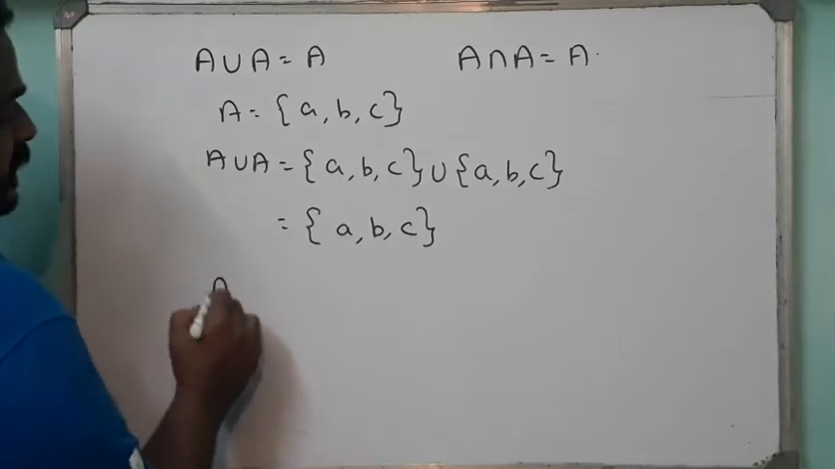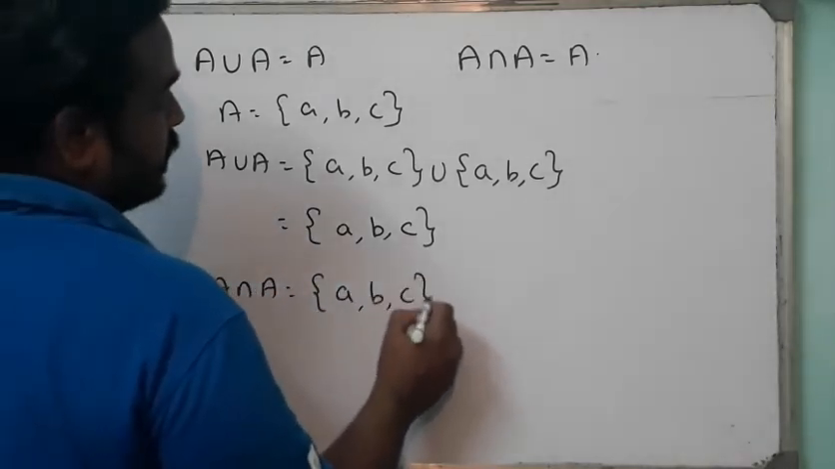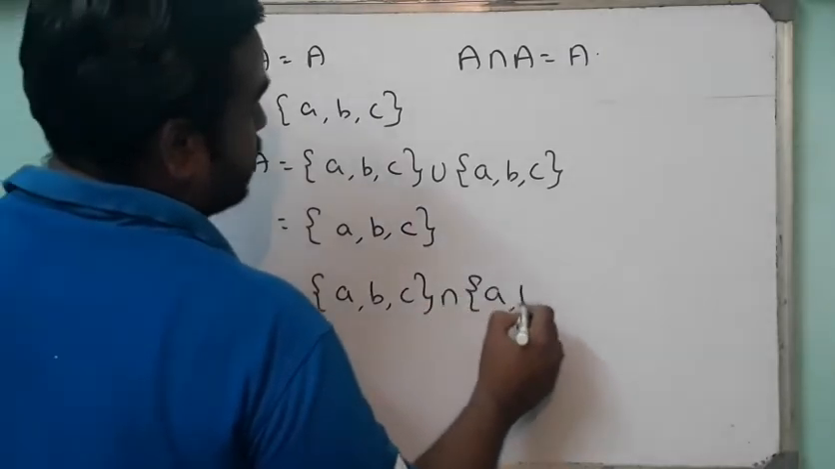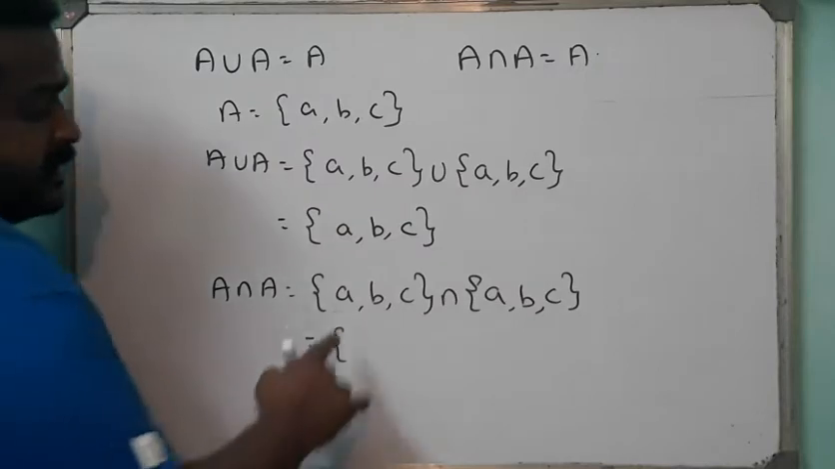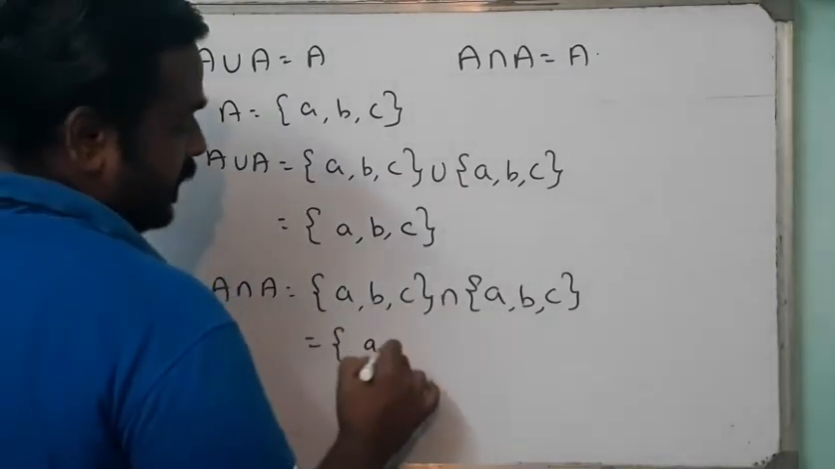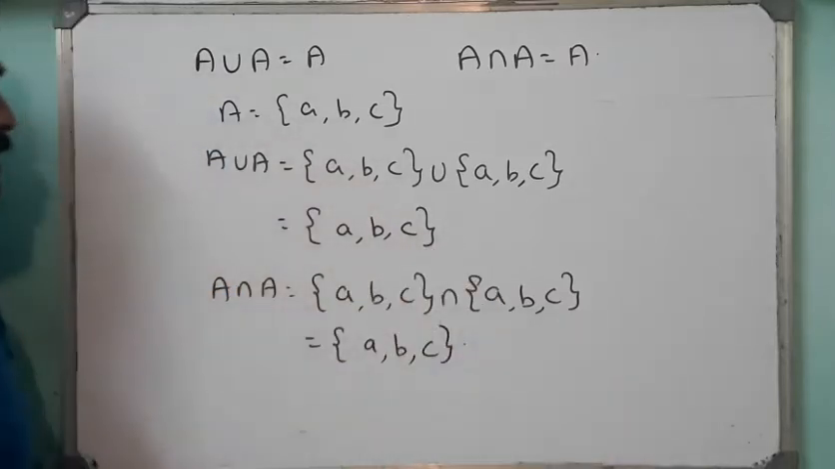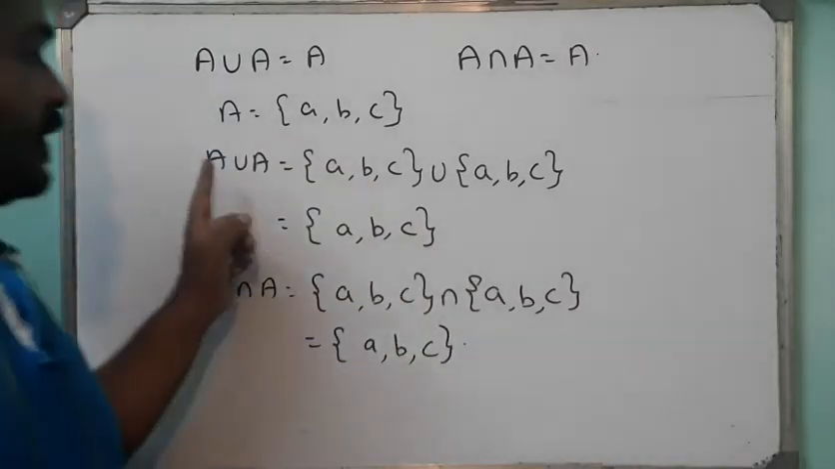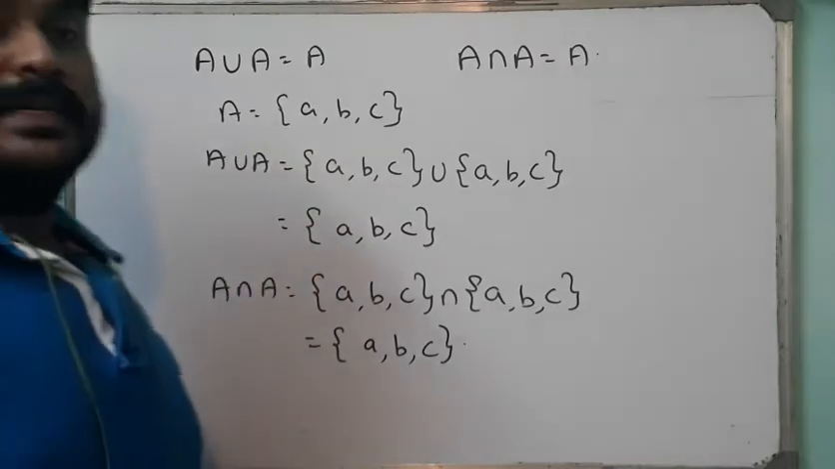If you put intersection, A intersection A equals {A, B, C} intersection {A, B, C}. So in intersection what do you do? You find out the common elements, isn't it? So common element A, common element B, common element C. You take and write them, that's all. So A union A is ABC and A intersection A is ABC. Both are what? Set A.